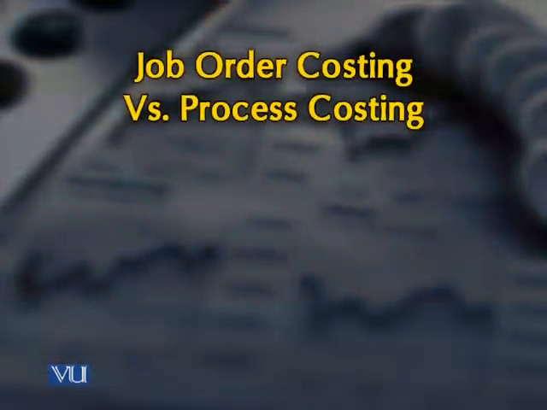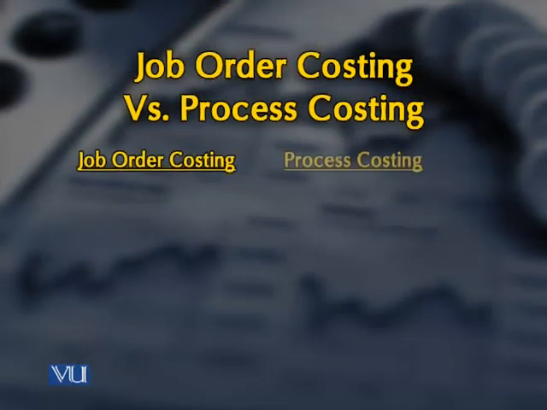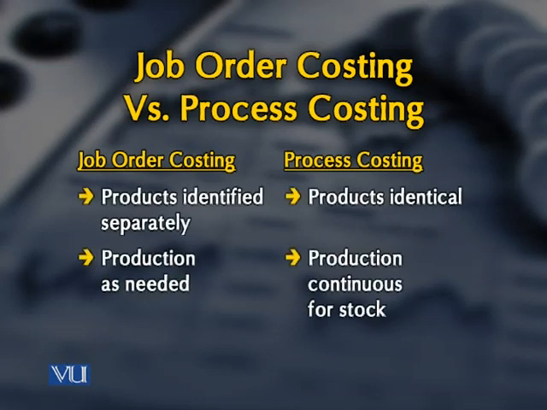Now coming to the differences between job order costing and process costing, the first one is that the product is identified separately as far as job costing is concerned. In case of process costing, the product is not identified, they are the same.